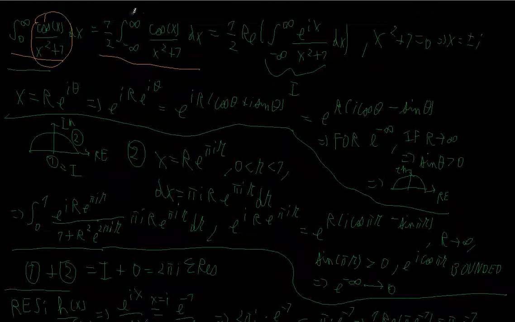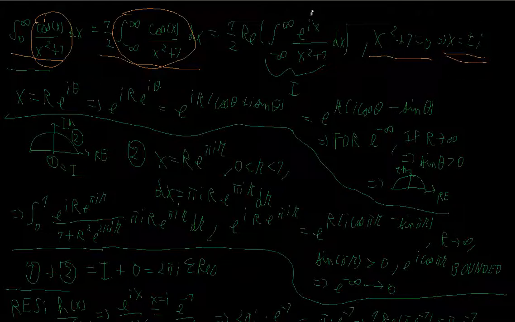Now I can say that this is the real part of e to the ix over x squared plus 1, okay? So I will have 1 over 2 times the real part of the integral from negative to positive infinity of e to the ix over x squared plus 1 dx. And then I will proceed as usual. I will find the poles. So x squared plus 1 is equal to 0, so x is equal to plus or minus i.